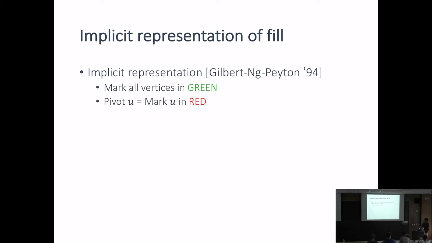So the idea is very simple. At the beginning, we just mark every node in green. And whenever we want to pivot a node U, we mark this U in color red, and then we don't do anything else. In the fill graph, we claim UV is an edge in the fill graph when there's a path from U to V via only red vertices.